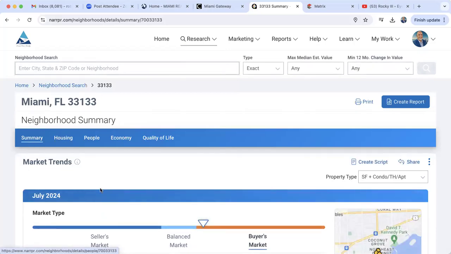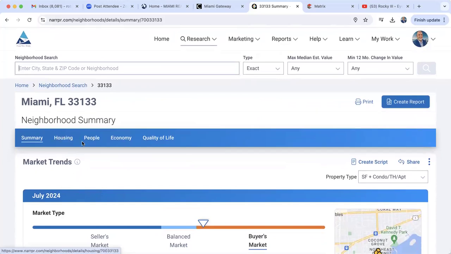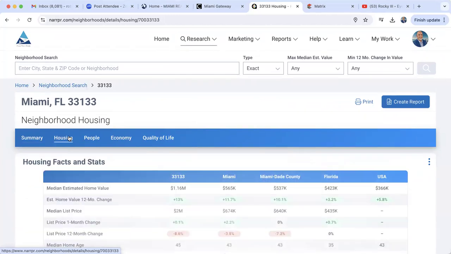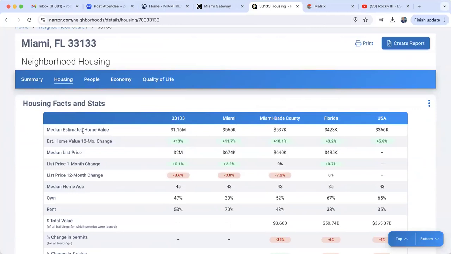We got here an entire summary, right? We have an entire summary. We got housing, people, economy, and quality of life. So in Coconut Grove, you got your housing, right? The median estimated home value is $1,160,000. All right. Compare that to the city of Miami and Miami-Dade County in Florida, it's obviously a lot higher.